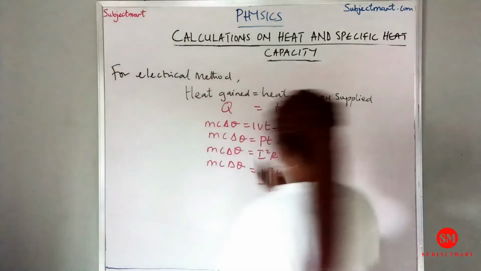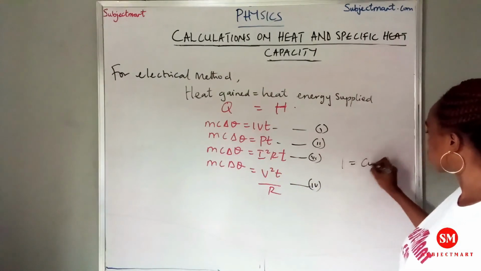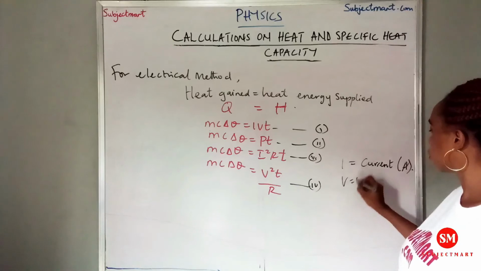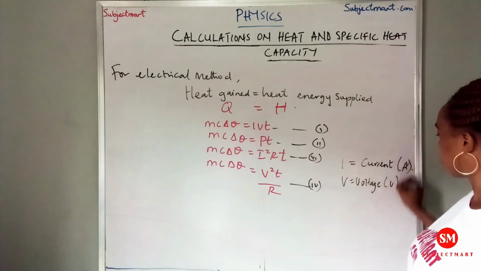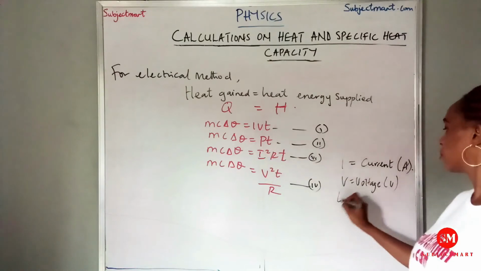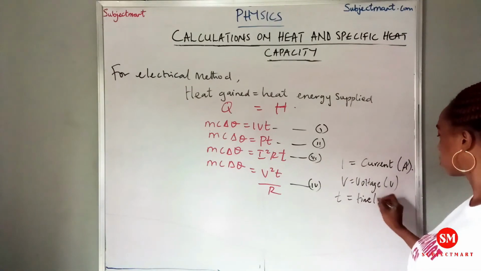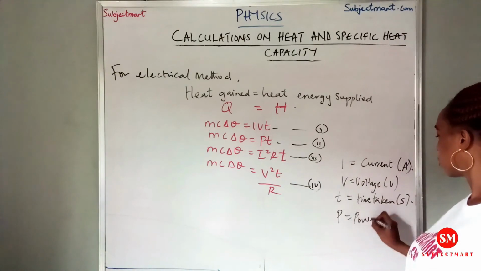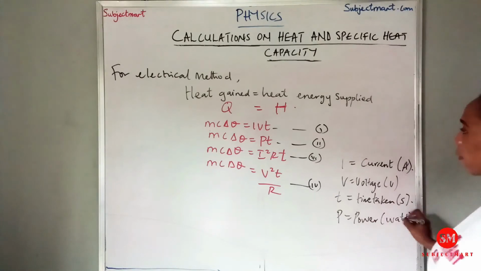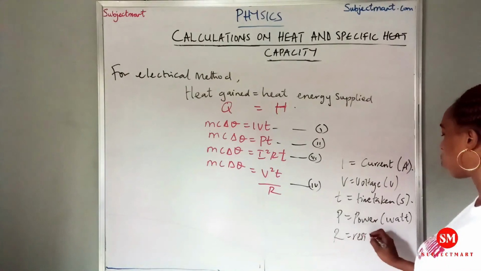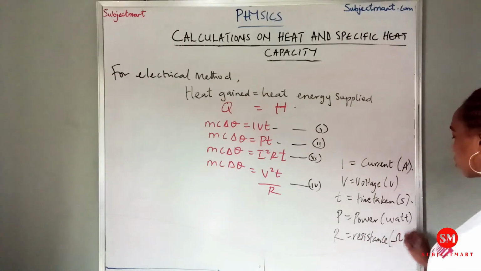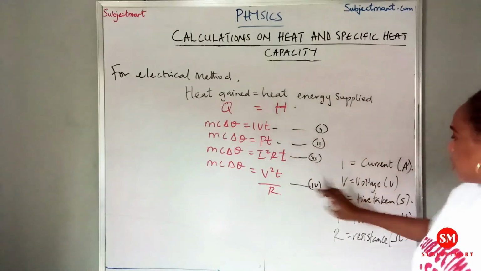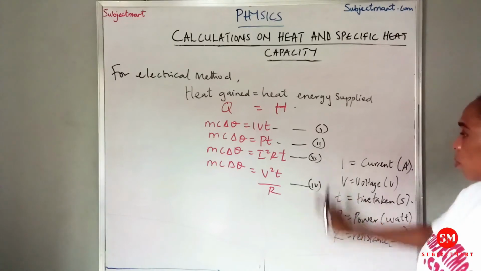So quickly, I'm just going to define these terms. I is equal to the current and is measured in amperes. V is the voltage supply measured in volts. T is the time taken, usually in seconds. P is power measured in watts. R is the resistance in ohms. So I have my I, V, T, P, and R.